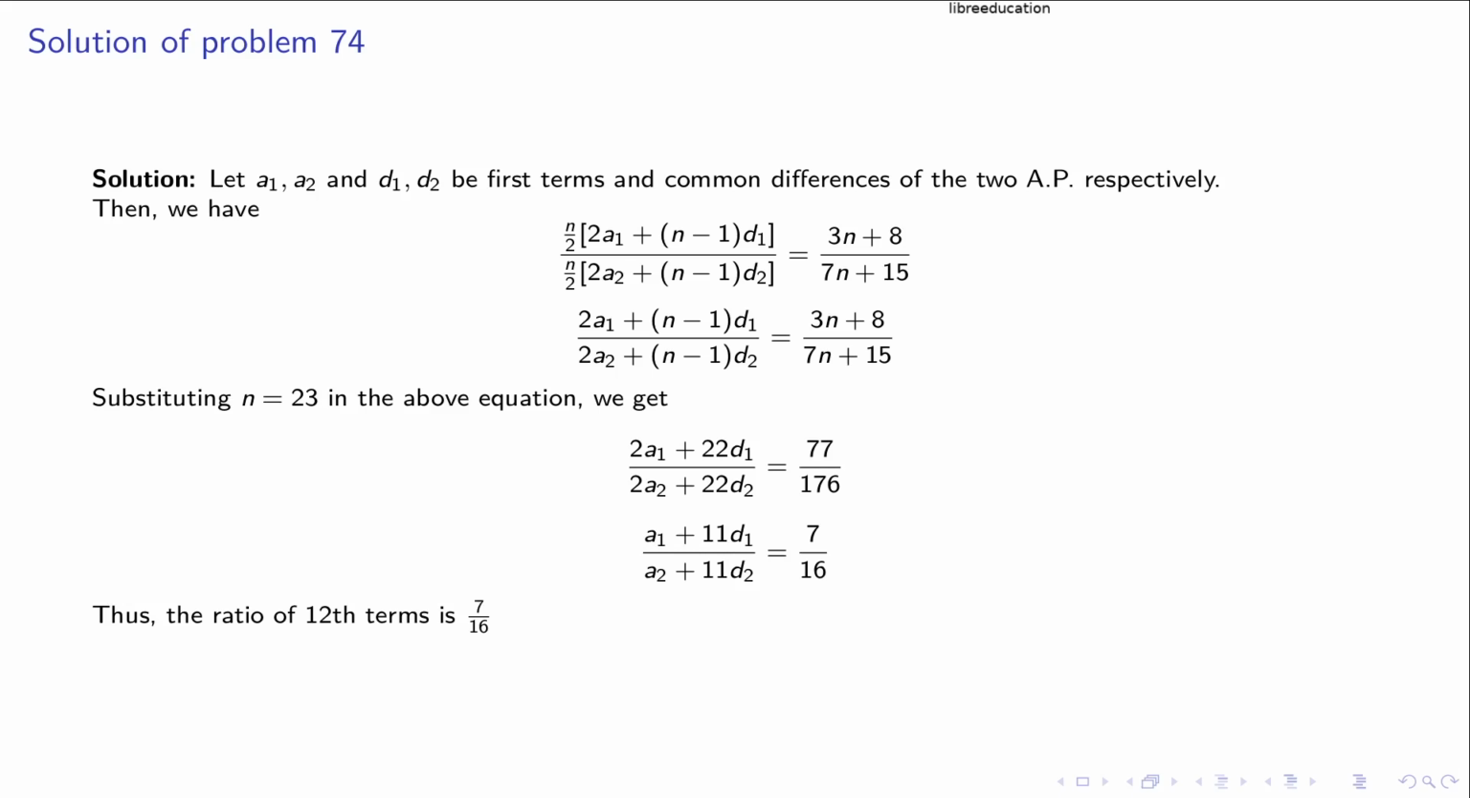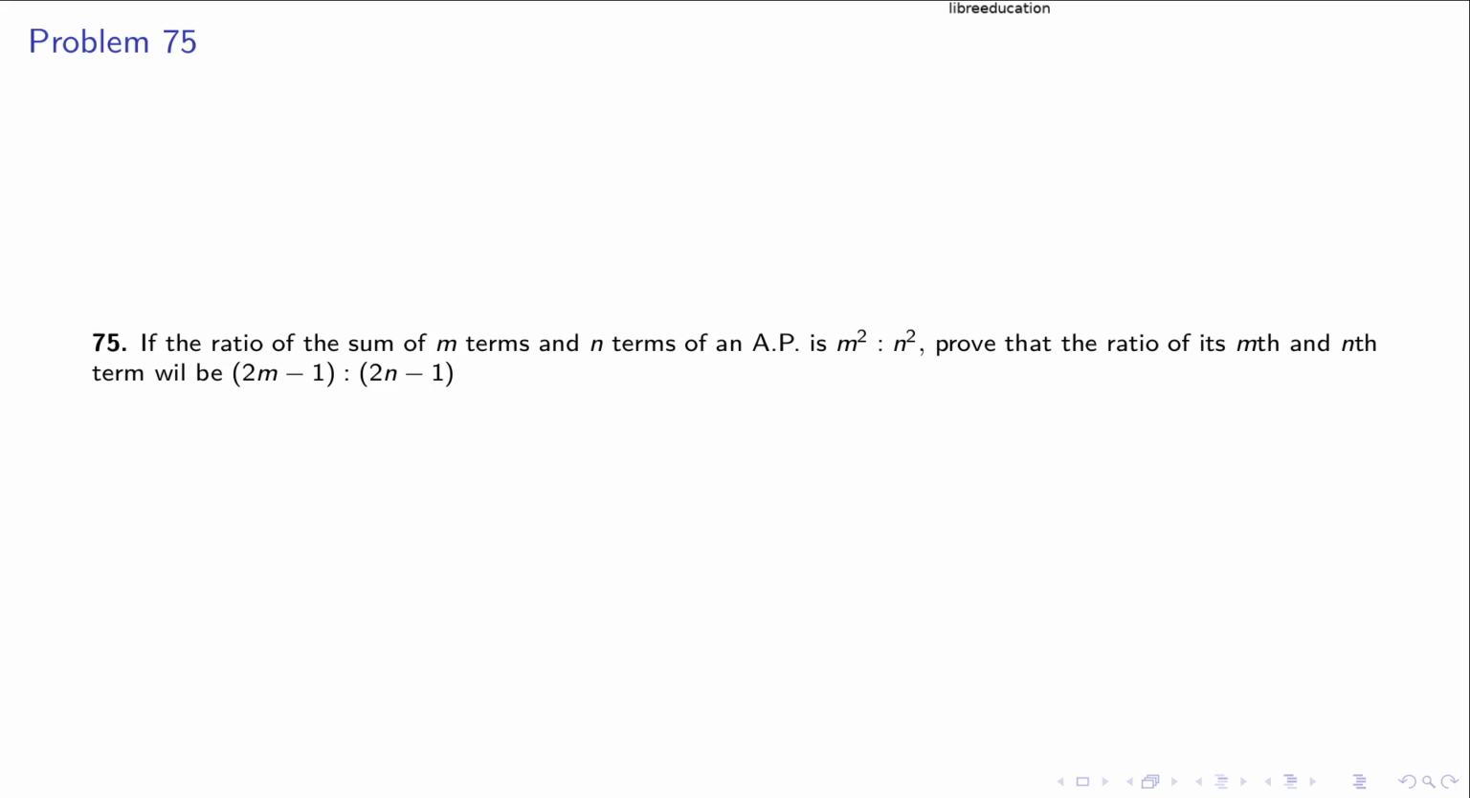And since we have to arrive at the ratio of 12th terms, if we look carefully, we will need 22 for n minus 1, and then we have the same ratio, right? But if n minus 1 is 22, then n should be 23. So by doing sort of back calculation, we substitute n is equal to 23 in the ratio for sum of series, and we arrive at the ratio of 12th terms as 7 is to 16.